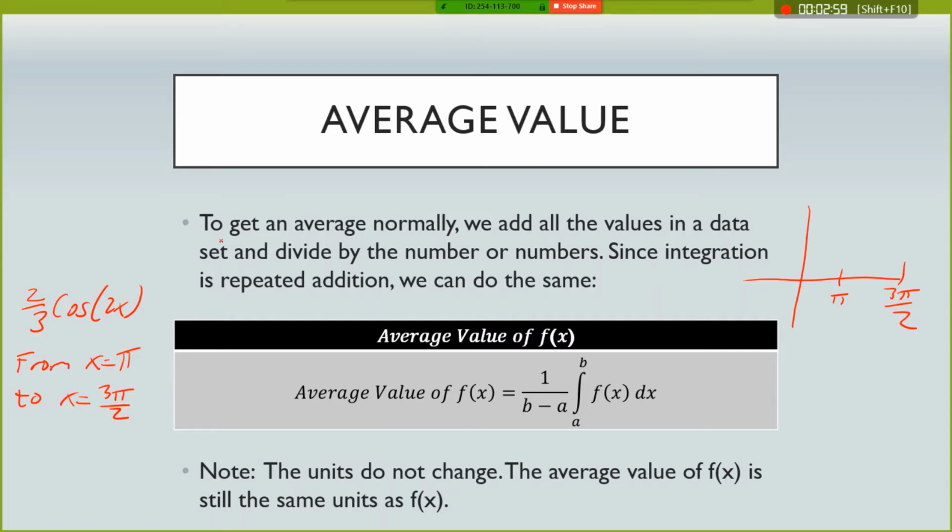If I plug in pi right now, I'm where cosine normally is at 2 pi. So that would be somewhere up here. And then we're multiplying by 2/3, so this would be a maximum of 2/3. If I plug in 3 pi over 2, this is where cosine normally is at 3 pi, which is 0. So my function looks something like this.